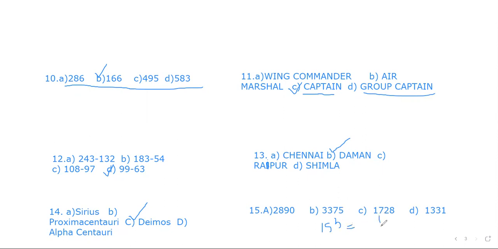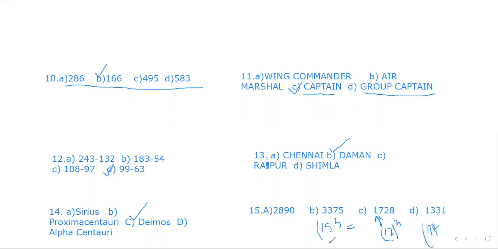This is 15 cube. And what cube is 1728? The ending is 8, so it can be 12 cube. Just try, 12 cube is 1728. Yes, it's correct. Now, what cube is 1331? This is very common. This is 11 cube.